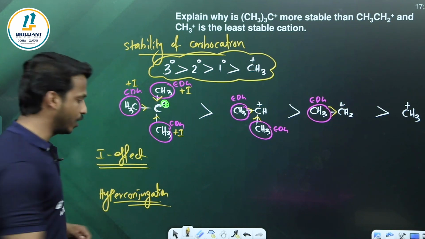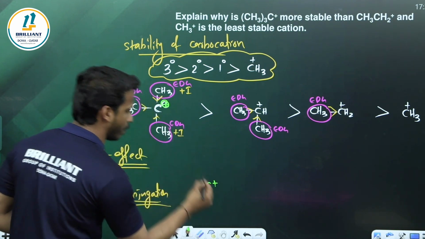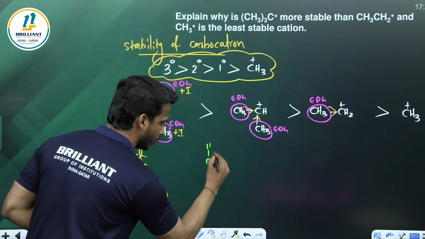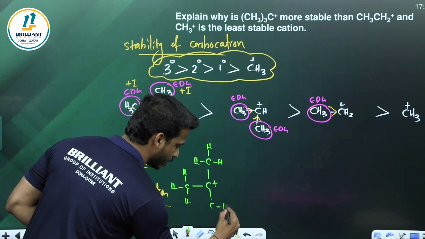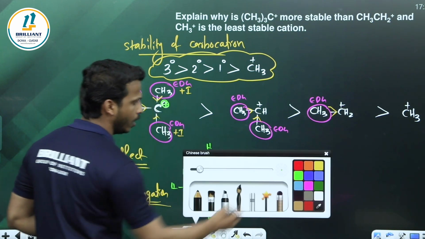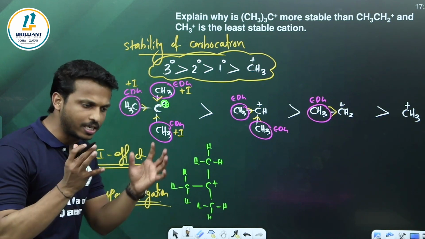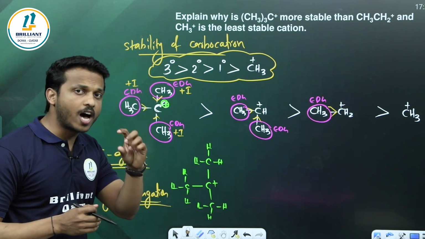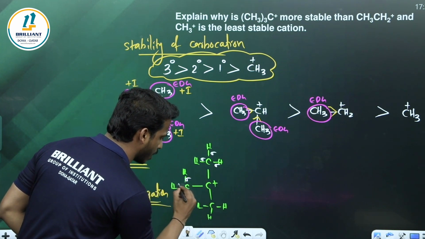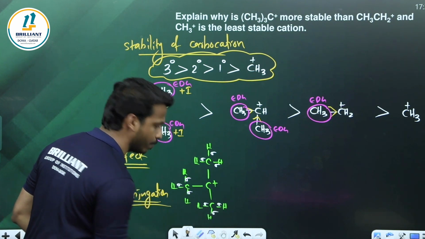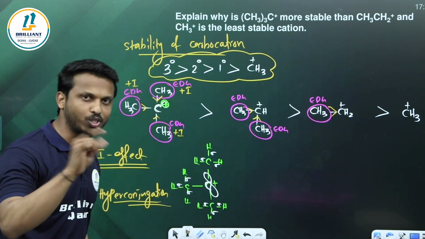What about hyperconjugation? Dear all, let me expand the structure. This is carbon plus, and this is CH3, this is CH3, and this is another CH3. Let me expand each bond. Hope you remember what hyperconjugation means. It is the delocalization of carbon hydrogen sigma bond electrons. Which are the carbon hydrogen sigma bonds? This is a carbon hydrogen sigma bond, this is one, this is one, with the adjacent carbon having an empty p orbital or unsaturation.